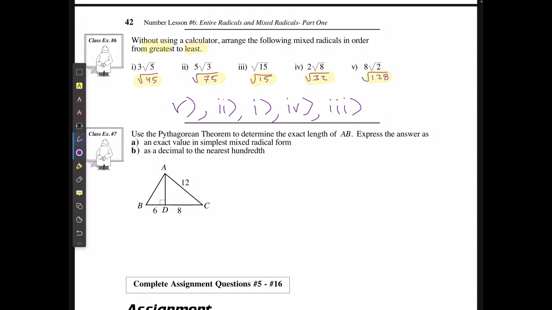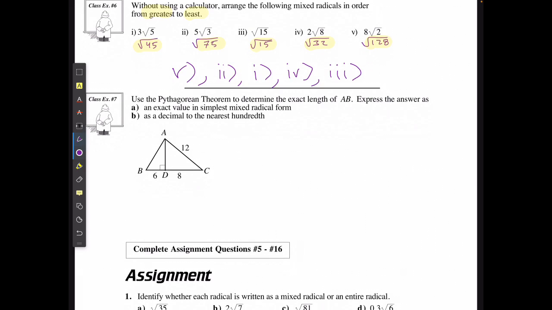For the last example, if I'm using the Pythagorean theorem to determine the exact length of A to B, what I have here, then we should know that it's going to be c squared is equal to a squared plus b squared, where c represents the hypotenuse, which means that in this example, here would be my c, and then the a or b is interchangeable.